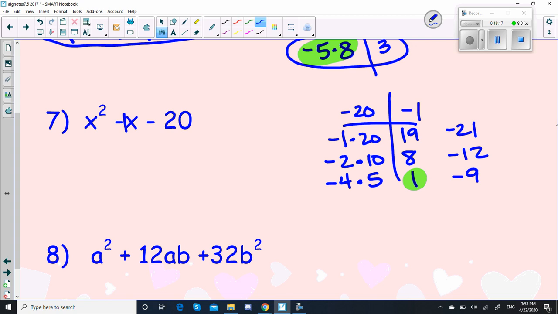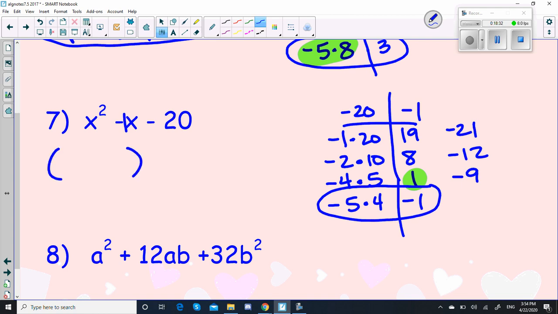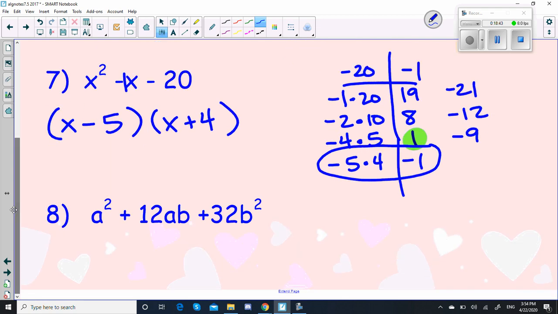So if that's the case, if I switch the signs on these, it should work. Let's try it. Negative 5 times 4. Well, if I add them, I get negative 1. That's it right there. Those two make that negative 1. So I'm going to put my parentheses in. It's x squared, so I put x and x, and then minus 5 and positive 4. And to check it, if I wanted to FOIL it, that would be a great idea.